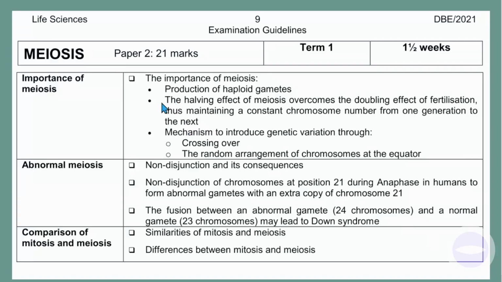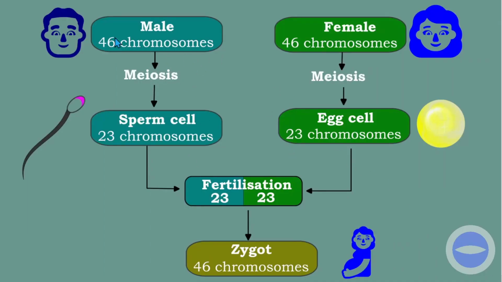And then another function of meiosis. The importance of meiosis: the halving effect of meiosis overcomes the doubling effect of fertilization, thus maintaining a constant chromosome number from one generation to the next generation. Here I will use this chart to explain. As humans, we have 46 chromosomes. Male have 46, and female we have 46. If there were no meiosis taking place, when a male and a woman conceive a kid, this kid will have 92 chromosomes. That means if this generation has 46 chromosomes, the next generation will have 92 chromosomes, which is not supposed to happen. So meiosis makes sure that this does not happen.